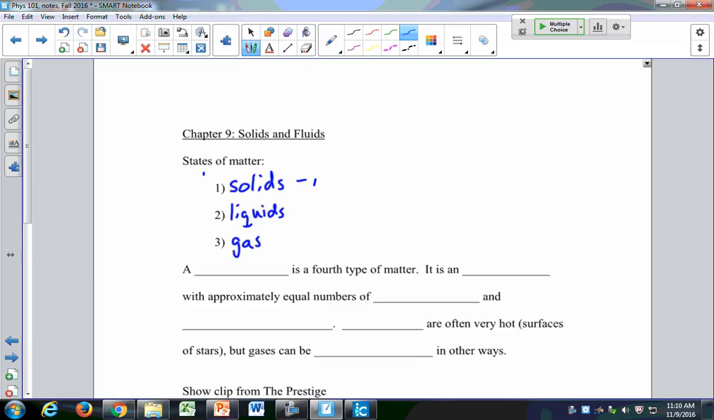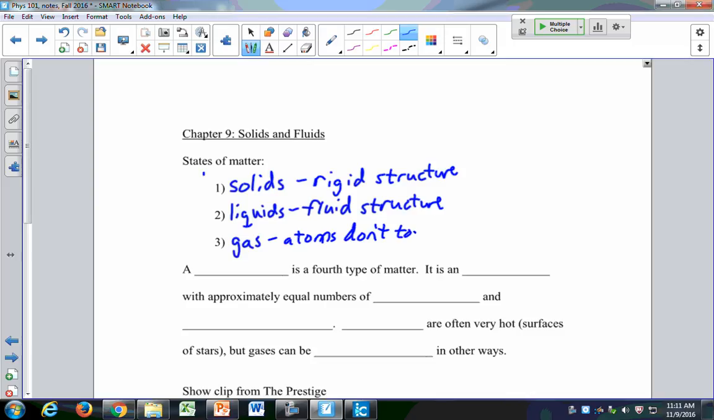So solids have a rigid structure. Liquids have a more fluid structure in their atoms. And in a gas, the atoms typically don't touch. They're very far apart. Collectively, liquids and gases are called fluids. A fluid is anything that flows, and so we'll call our liquids and gases fluids. Though usually when you're talking about fluids, you're talking about liquids, but fluids technically involve both liquids and gases.